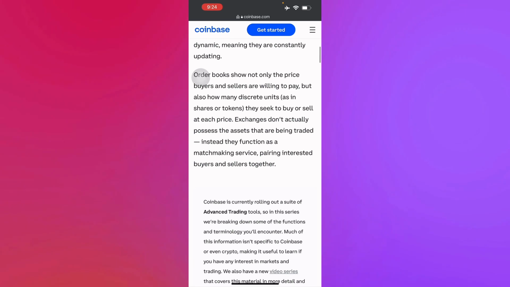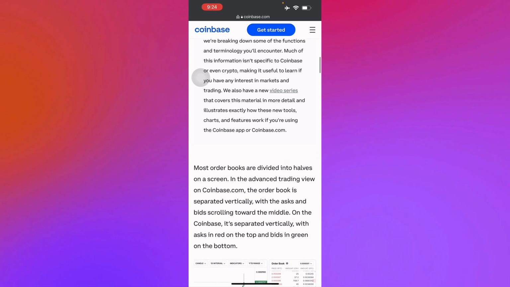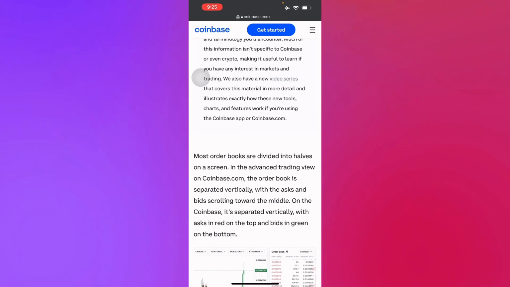As you can see here, Coinbase is rolling out a suite of advanced trading tools. In this series we're going to break down some of the functions and terminology you'll encounter. Much of this information isn't specific to Coinbase or even crypto, making it useful to learn if you have any interest in the markets and trading. So this does not only apply to crypto, it applies to trading in general. There's also a video series that covers this material in more detail. You can press the link if you want to. Just head on to their website, coinbase.com, and look for advanced trading tools.